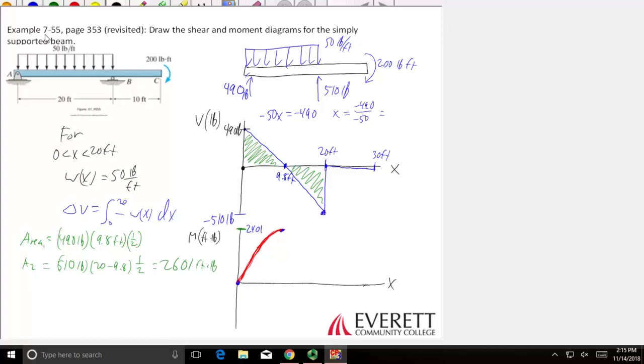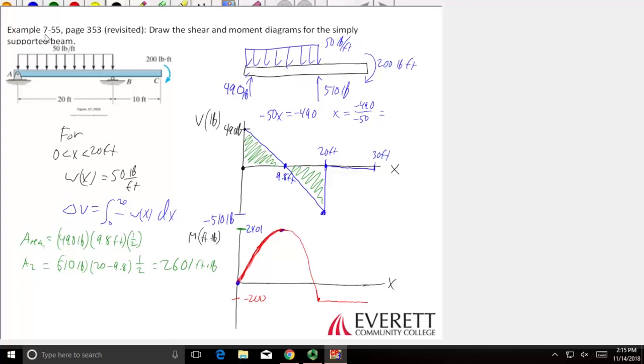Okay? So where is it going to be at 20 feet? Negative 200. What's the slope going to be? Negative 510. Negative slope looks kind of like that. The slope is 0 up here, so I connect the two. Okay, what's the slope after that? 0.